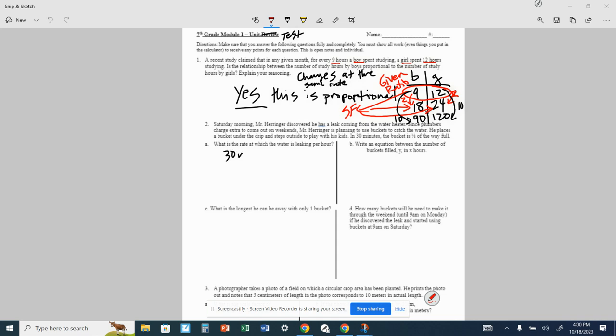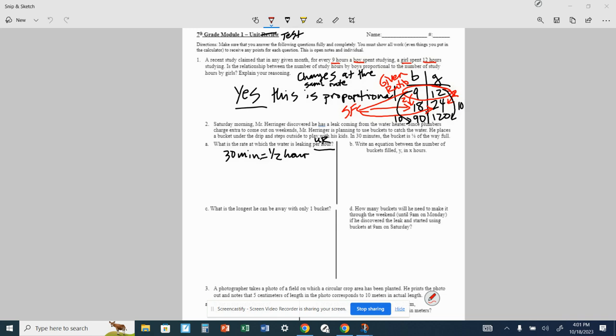Well, 30 minutes is not an hour, it's 1/2 of an hour. So this is also checking to see if you know what a unit rate is. Unit rate is 1. One of the numbers being compared is the number 1. Not like 12 where there's a 1 in it, it has to be just 1 by itself. So 1/2 is not 1, 30 is not 1, so that's not a unit rate. But what is the rate at which the water is leaking per hour? This is my unit rate.